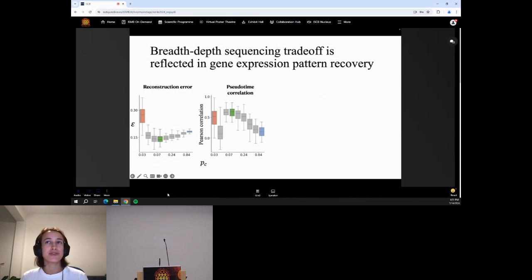We use a diffusion-based algorithm to order the cells by pseudotime. We order both the full data and the subsample data and measure their ordering agreement in Pearson correlation. With Pearson correlation, we find that using the sequencing budget to sequence many cells at low read counts can impede the recovery of the arrangements of cells.